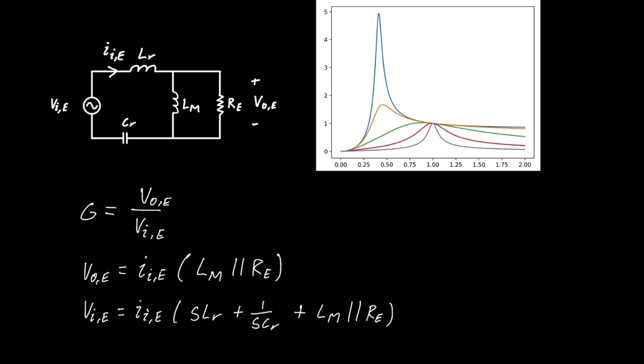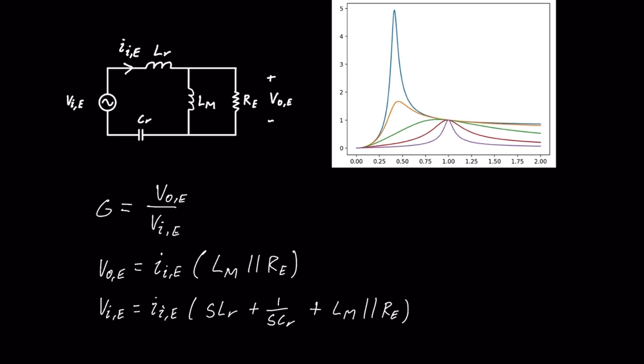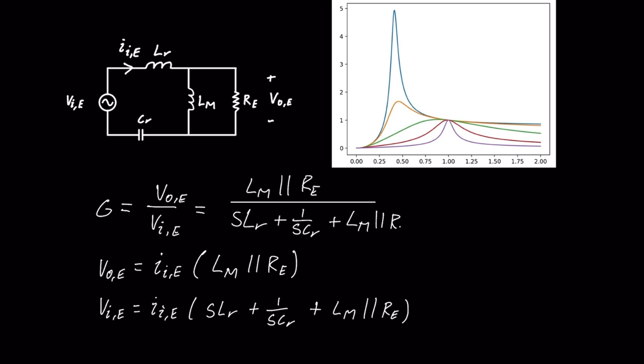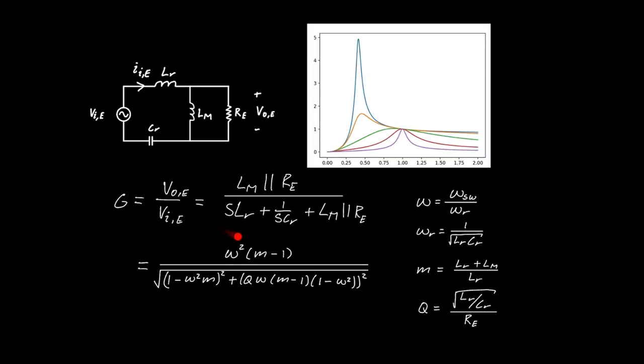So if we just divide this one with this one, we get the gain. So the current goes with the current. So then we just have the parallel over SLR plus 1 over SCR, and then plus the parallel. So this is the voltage gain that we get. If one simplifies the gain, one gets this equation.